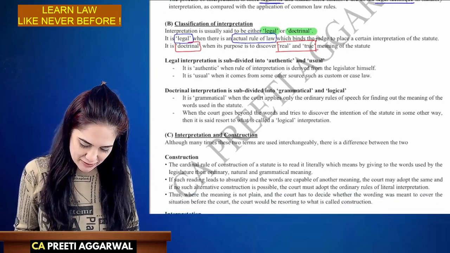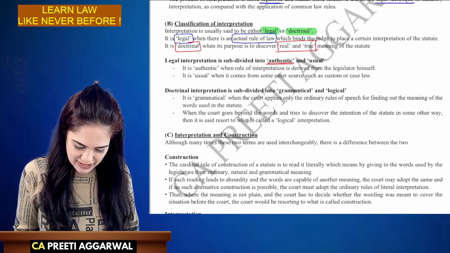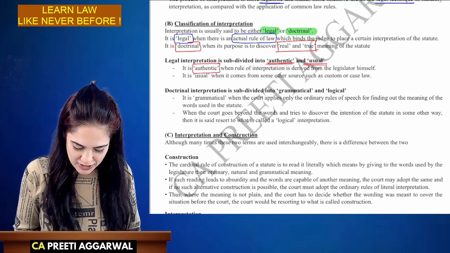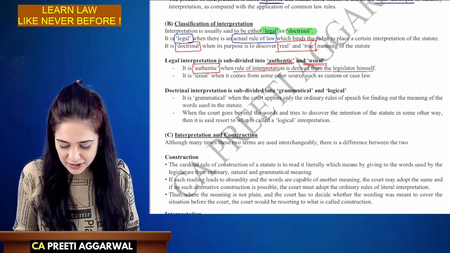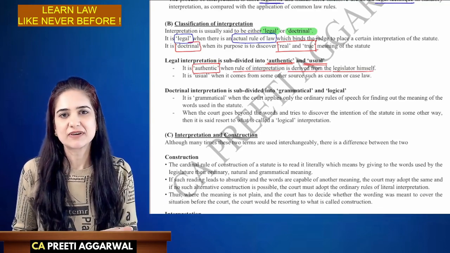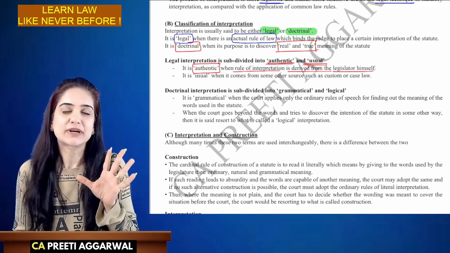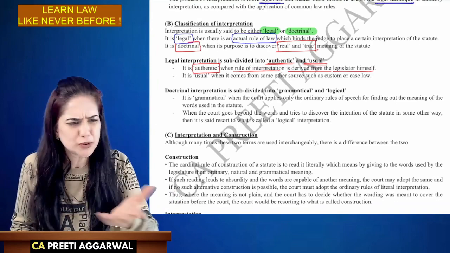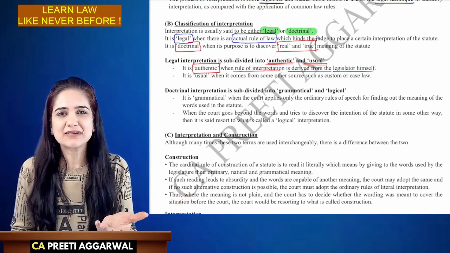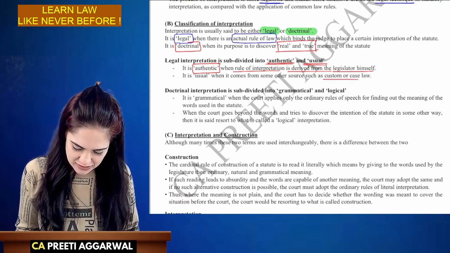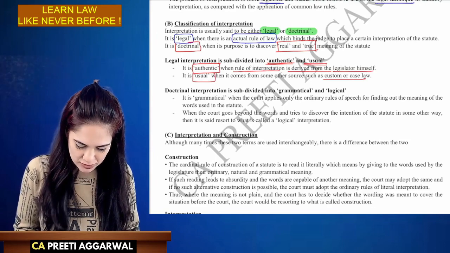So legal may be either authentic or usual. Authentic means you are trying to interpret the real meaning from the lawmaker itself. You're trying to get into the head of the lawmaker and understand what he wants to say. Usual means it is our usual interpretation by applying the local trade customs and usages. It comes from other sources like customs or case law.